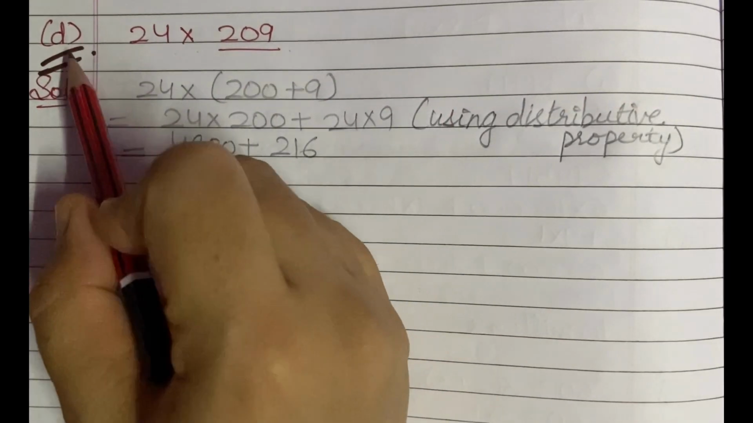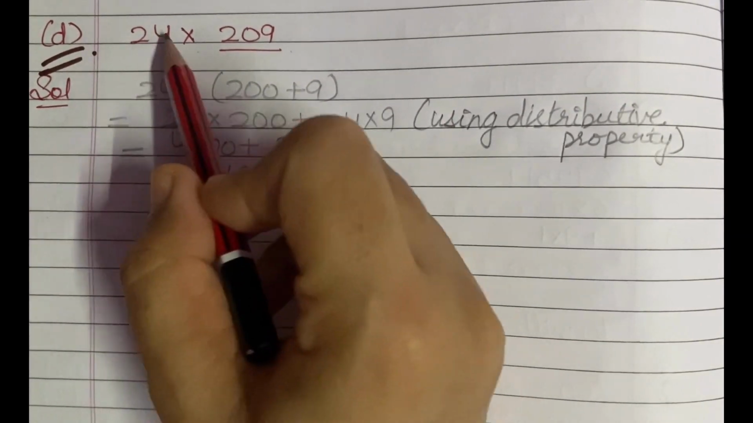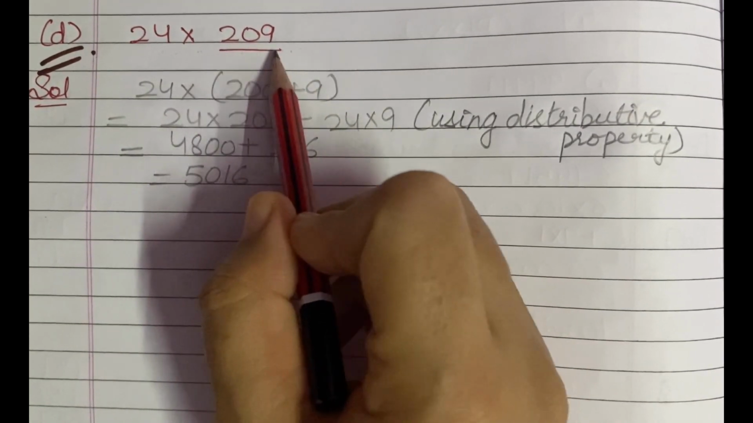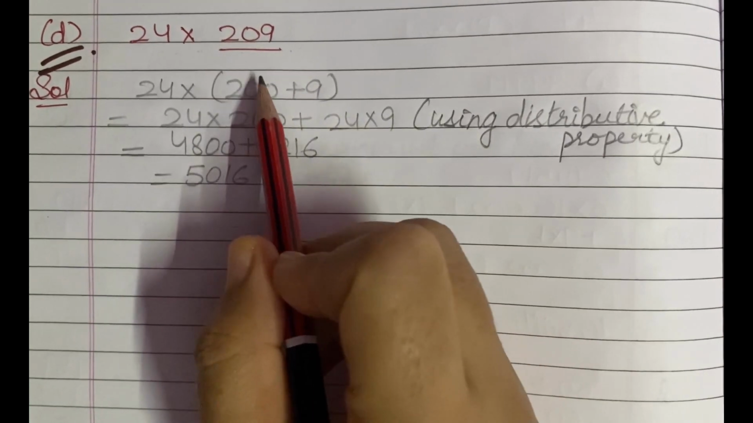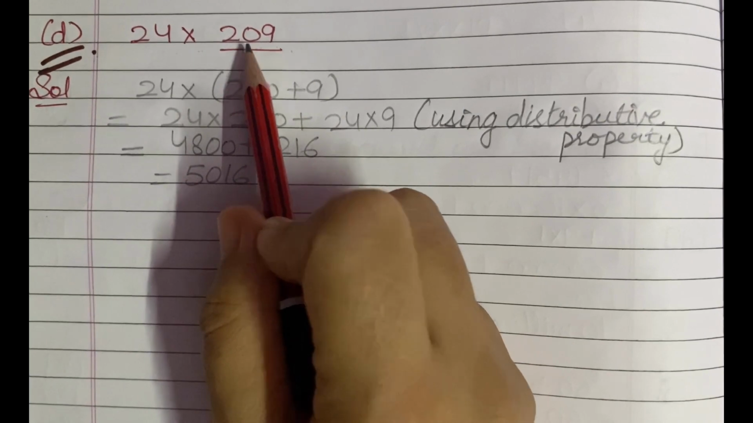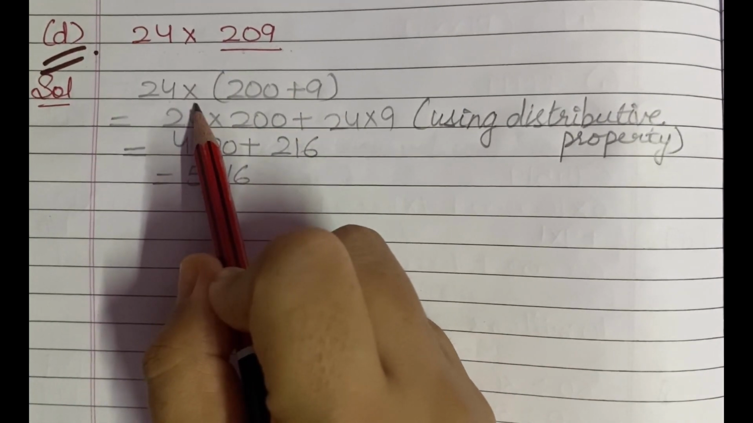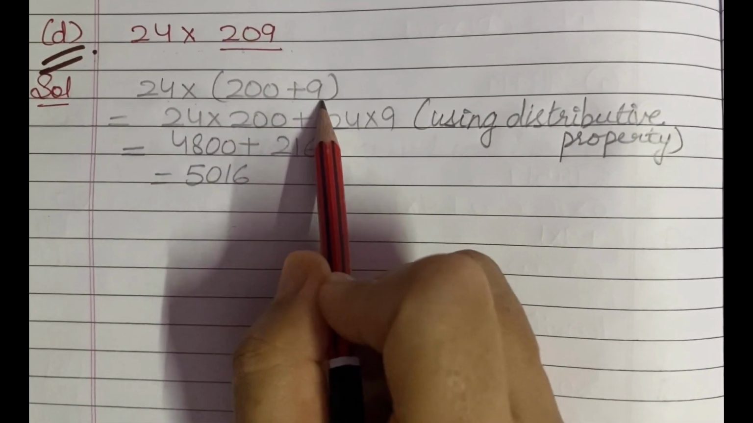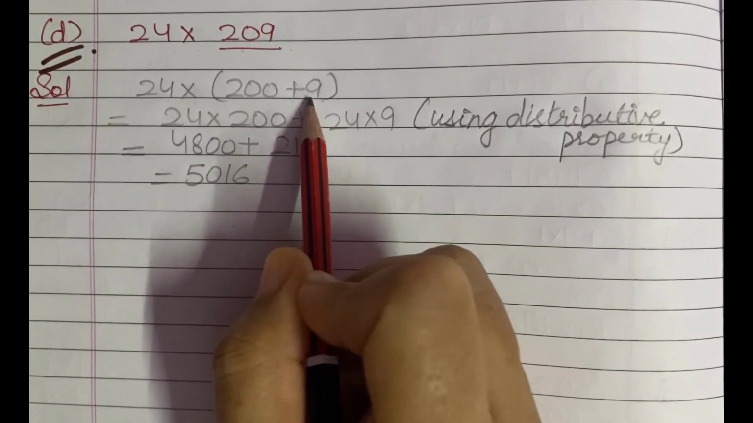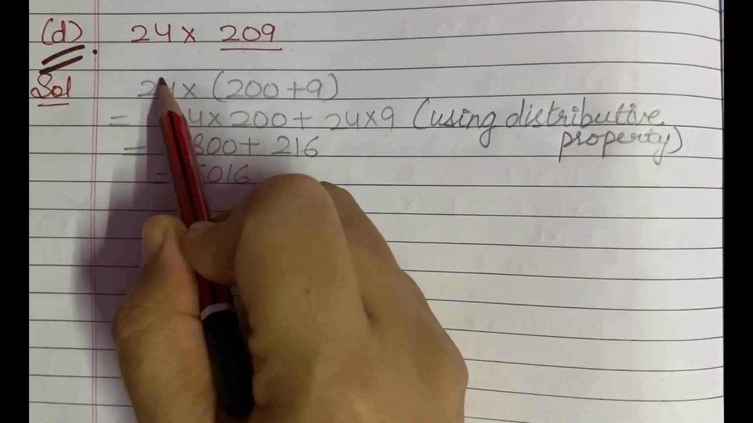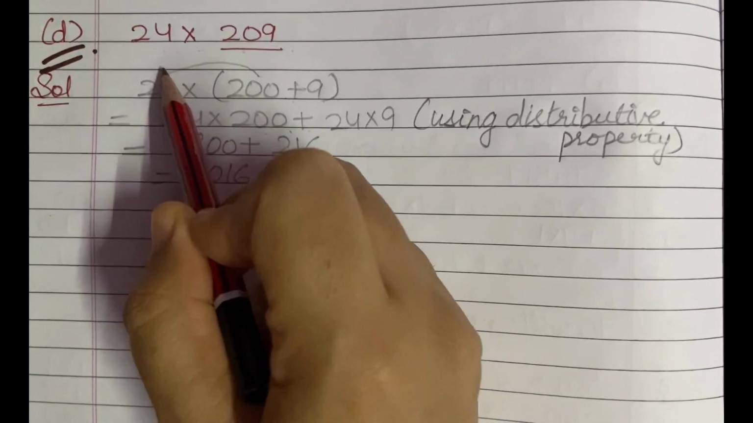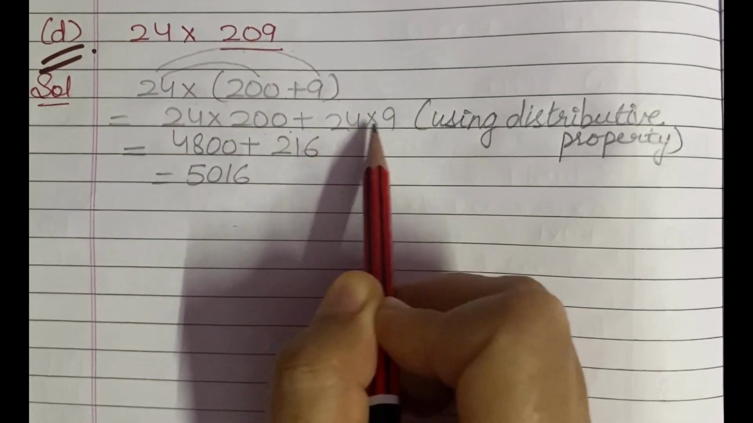Next is D part of the same question, and in this we have 24 multiplied by 209, and here 209 is underlined. So that means we have to expand this 209, and on expanding it we will get 24 multiplied by, inside the bracket, 200 plus 9. Now on this we will apply the distributive property. That means 24 will be multiplied by 200, then plus sign will come, and 24 will be multiplied by 9.